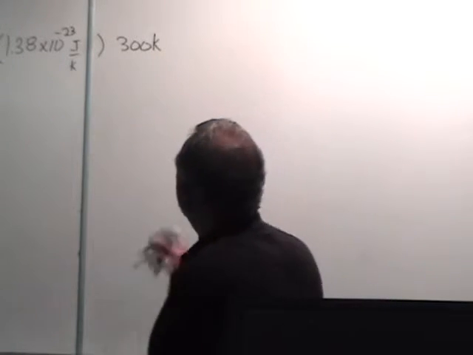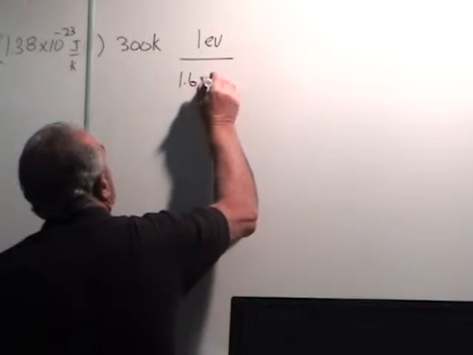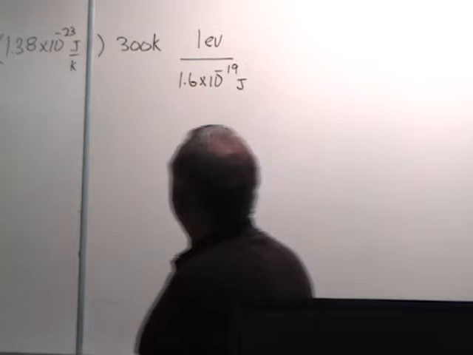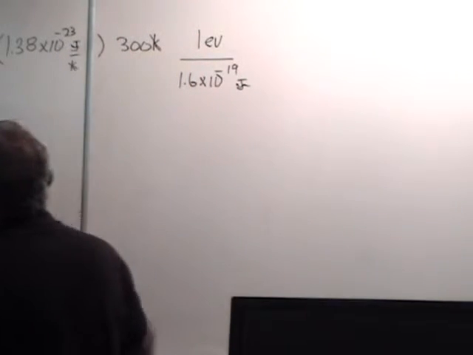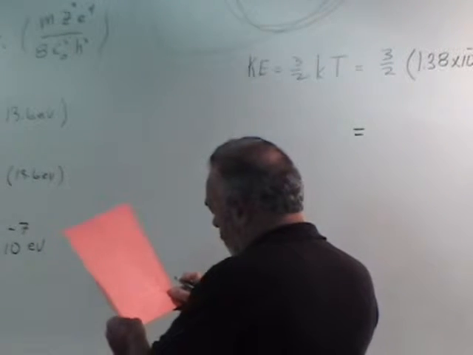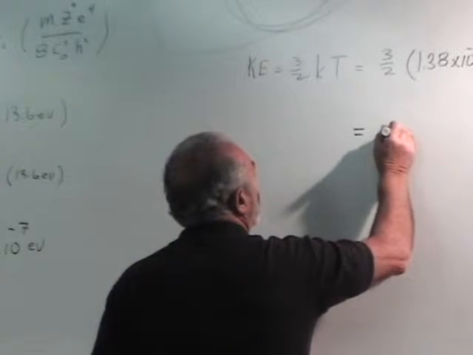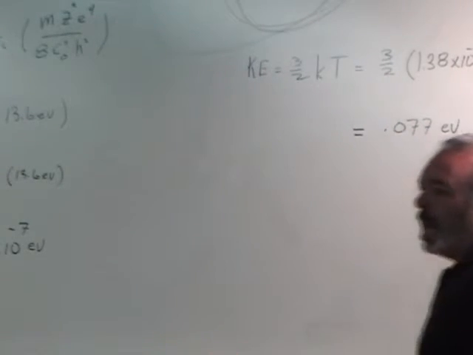You should say, 1 electron volt is 1.6 times 10 to the minus 19 joules. You should be able to say that and write it down, no question in your mind at all. And now, of course, kelvins will go with kelvins, joules will go with joules, and you have electron volts. I calculate this to be, why don't you check me right now, 0.077 eV. I'm pretty sure that calculation is correct.